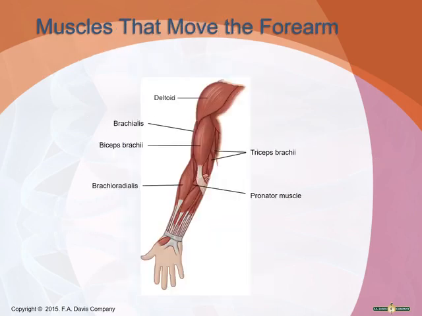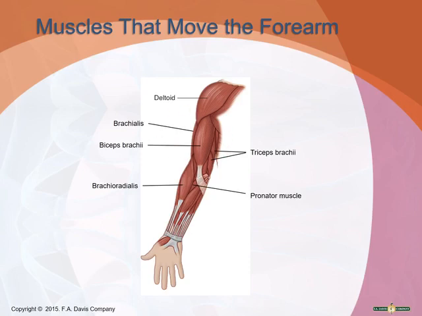Muscles that move the forearm. The key muscles are all listed here. There's that deltoid again. You are going to need to know that. The rest of them I'm not really going to expect you to know. Just know the biceps, and it's kind of a group of muscles, the biceps brachii, the brachialis, and the triceps brachii. When people talk about working their biceps, these are the muscles they're talking about.